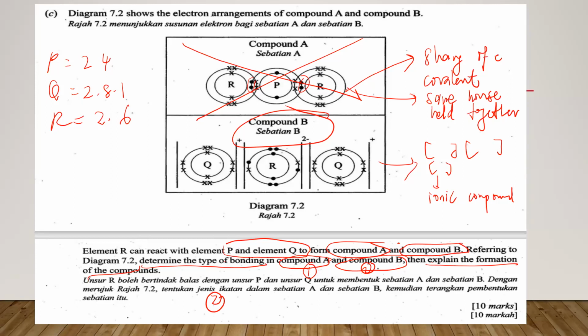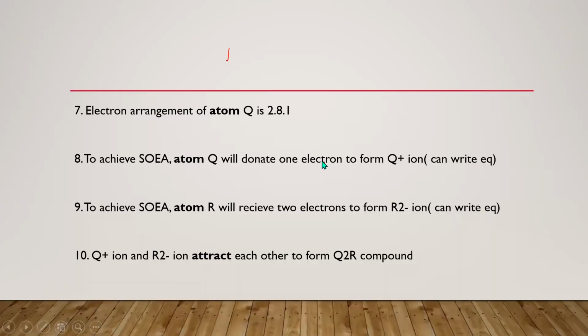Atom R has electron arrangement of 2.6. Okay, and then go on to Q. And atom Q has electron arrangement of 2.8. Wait, 2.8.2 or 2.8.1? 2.8.1. Okay, excellent. You would have gotten 1 mark there. So let's look at the marking scheme. They actually didn't put atom R here again because it was already in front, but it doesn't matter. Electron arrangement of Q is 2.8.1, atom R is 2.6. You've gotten your 7th mark there.